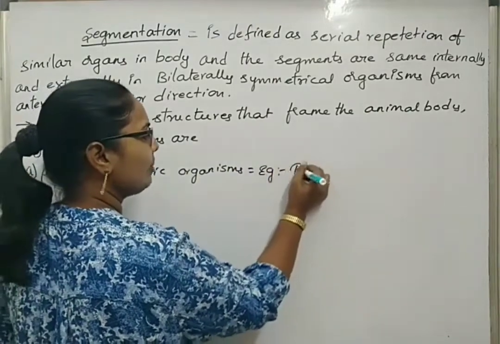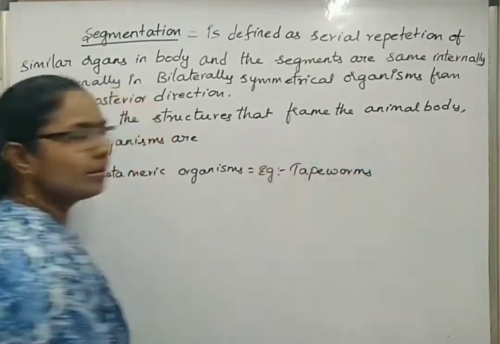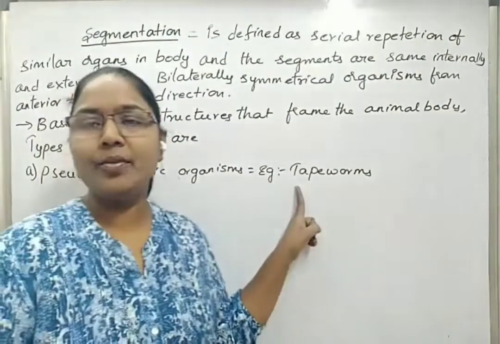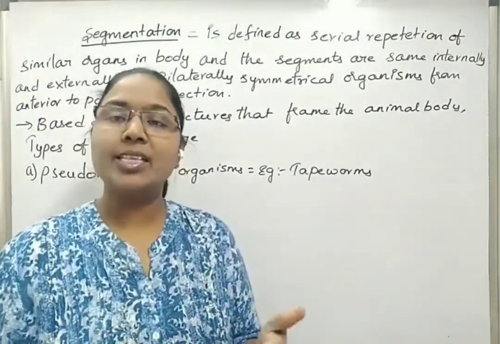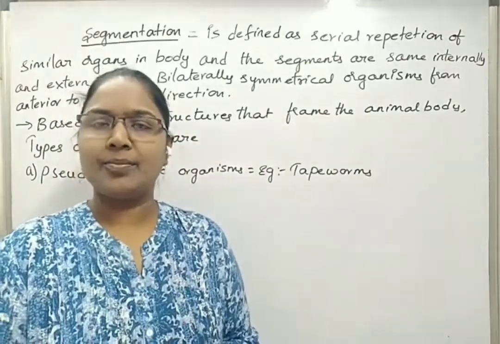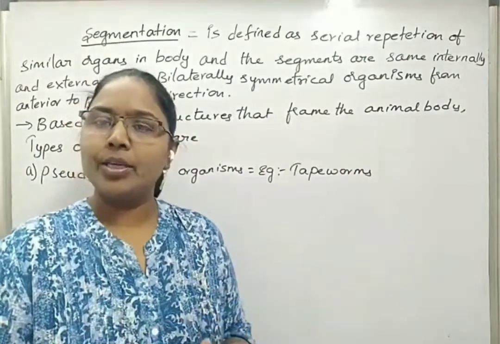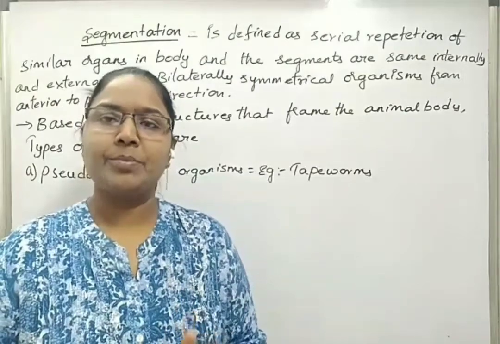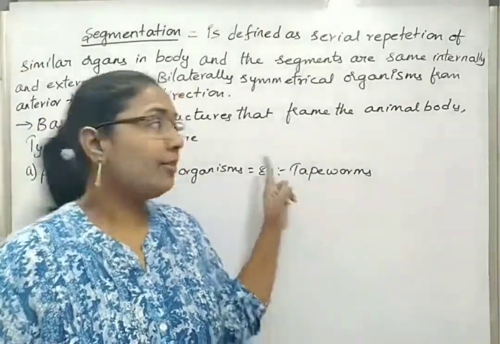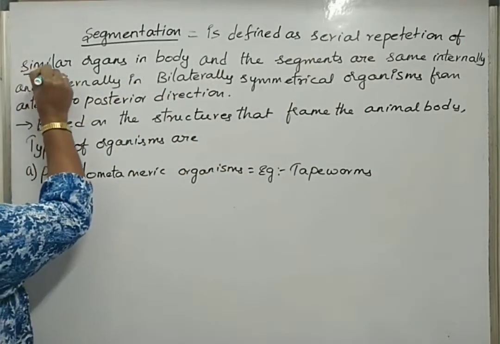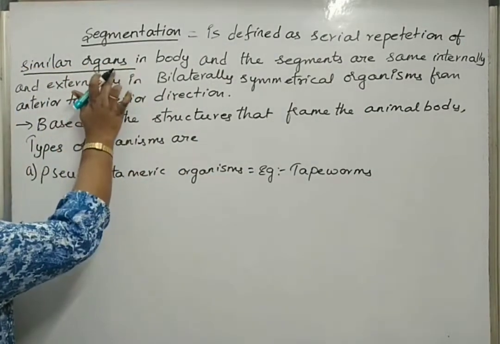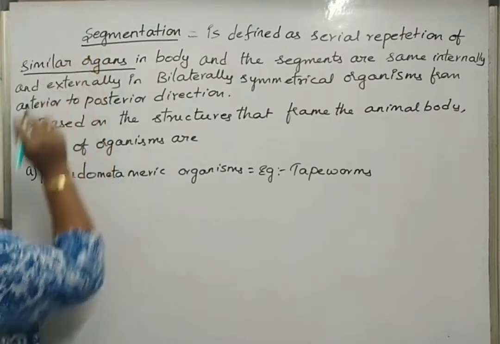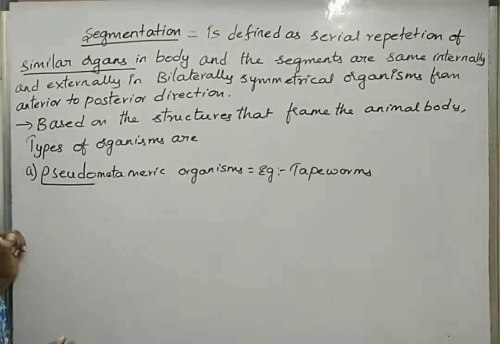Here the example we take is tapeworms. Now, we should get one doubt. In the case of a tapeworm, the body is divided into proglottids: immature, half mature, or completely matured gravid proglottids. Anyway, the body of the tapeworm is divided into segments, so metameric segmentation is seen in tapeworms. But the definition talks about serial repetition of similar organs of the body. So how is it possible? Here we use the term pseudo.